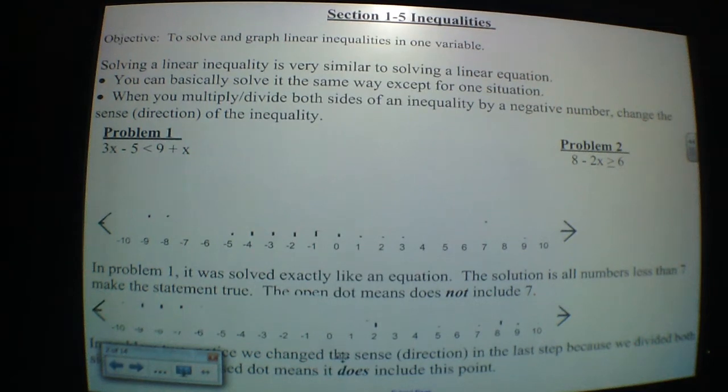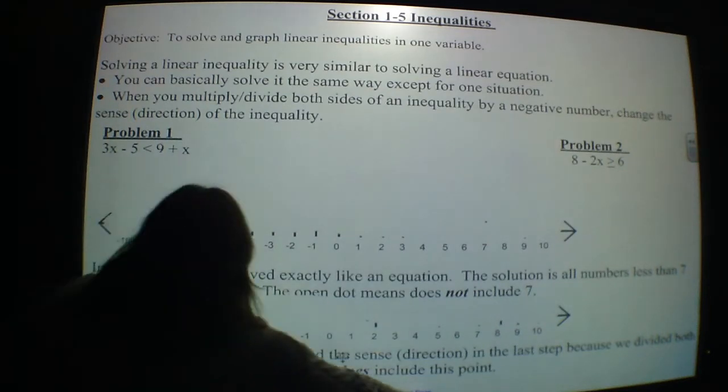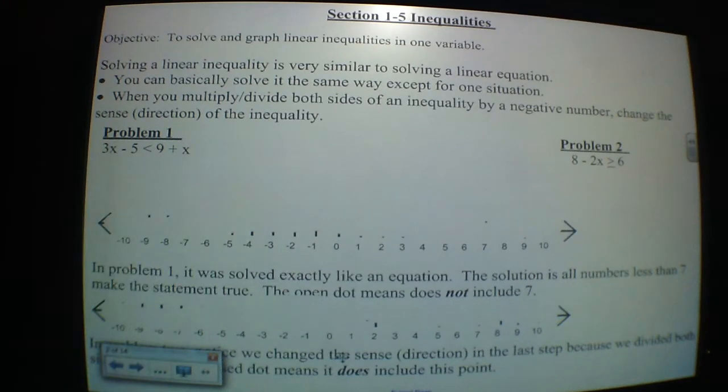Section 1.5, Inequalities. We're going to solve linear inequalities first, and then we are going to solve nonlinear inequalities after we do a few examples of linear inequalities. It's almost exactly like solving an equation, except when you divide or multiply by a negative, you change the sense or the direction of the inequality.